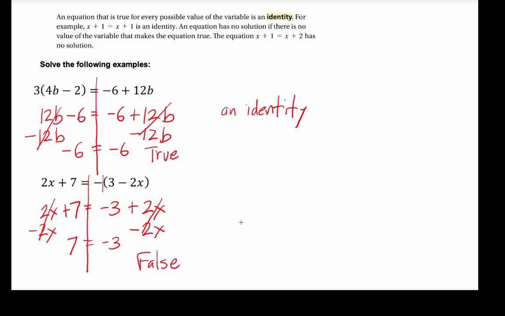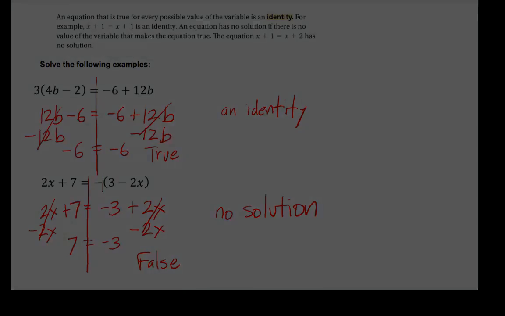Okay, so this is not an identity. What this tells us is that there is no solution to this equation. No solution. There is no value of x that will make this equation true. None. I don't care if it's a fraction. I don't care if it's a big long decimal, a positive number, a negative number. Nothing that you plug in for x will give us a true equation. So there's no solution there.